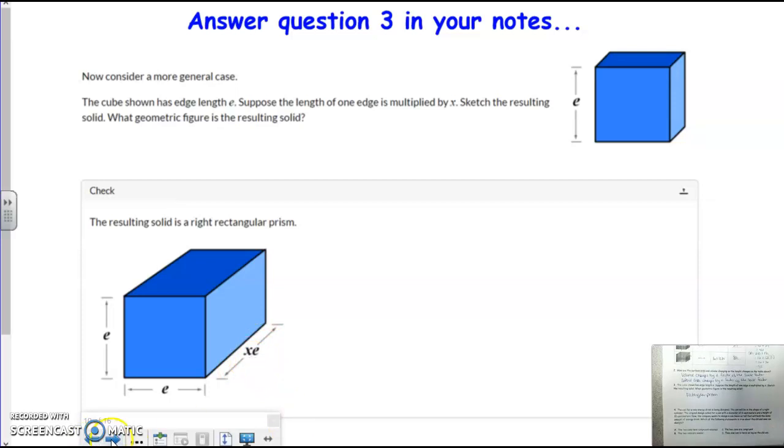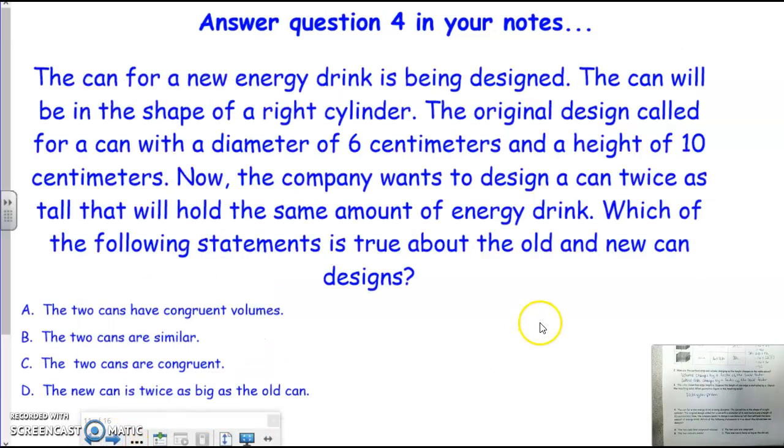Now, let's look at some examples. So here's our first example. It says, a can for a new energy drink is being designed. The can will be in the shape of a right cylinder. The original design calls for a can with a diameter of 6 centimeters and a height of 10 centimeters. Now the company wants to design a can that is twice as tall that will hold the same amount of the energy drink. Which of the following statements is true about the old and the new design?